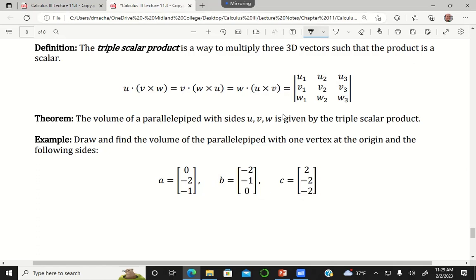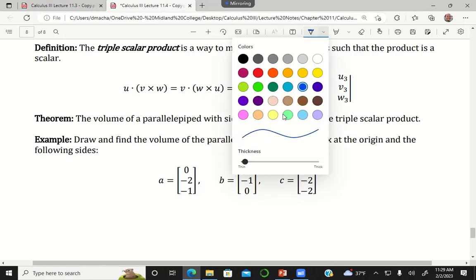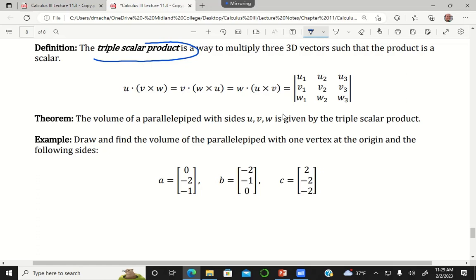The triple scalar product is this. The triple scalar product is called this because you're going to multiply three vectors, hence triple, in a way that gives you a scalar in the end.